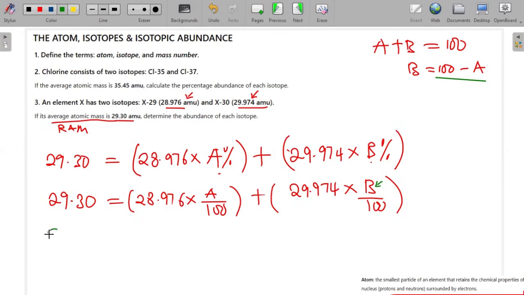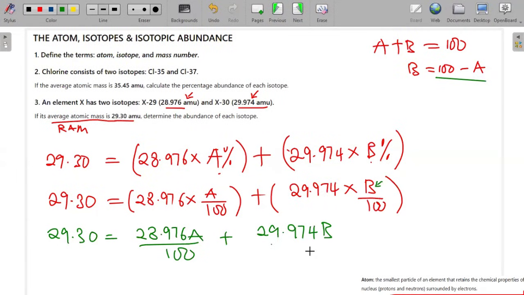So what I'm going to have here is 29.30 is equal to this number multiplied by A, that is 28.976A over 100, plus 29.974B over 100. Then here I want to eliminate the denominator, the 100, so I'll multiply throughout by 100.